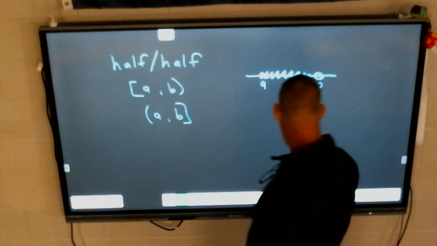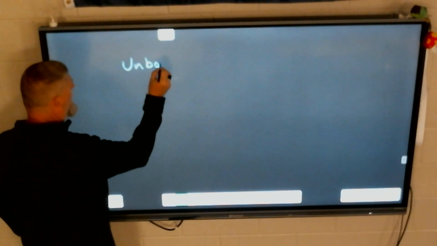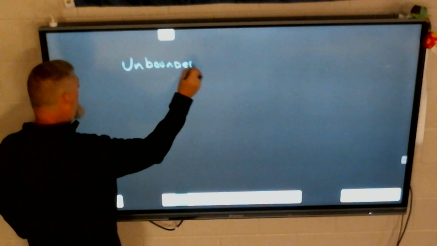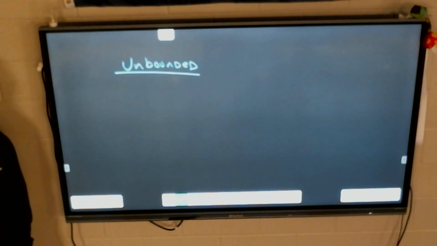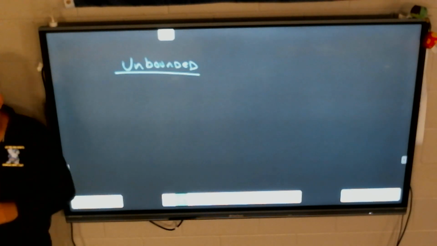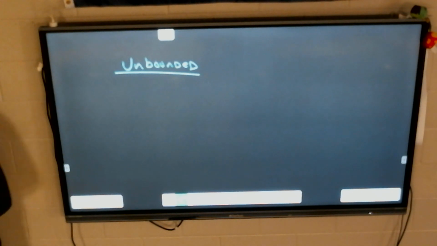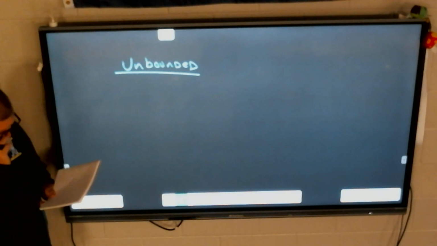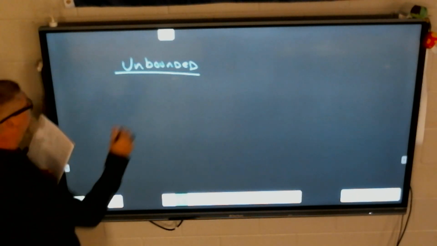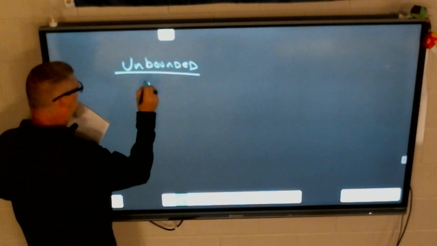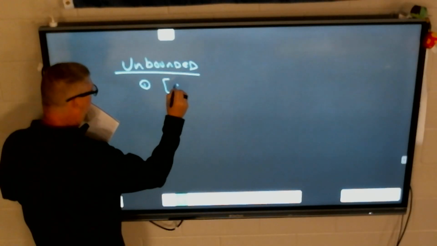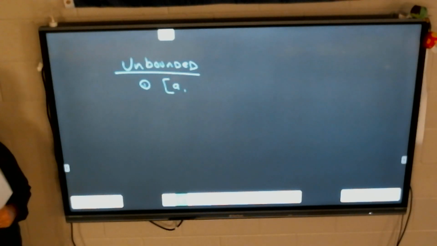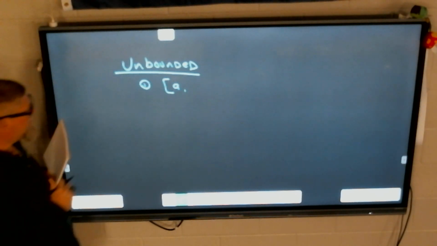So the second one is going to be unbounded. What type of intervals are unbounded? They're just ones that don't end anywhere. They may end one place, but they're going to go on forever in another direction. So let's look at a couple of examples. First one. I'm going to give you A, which is an endpoint. It includes an endpoint. But then it goes on.